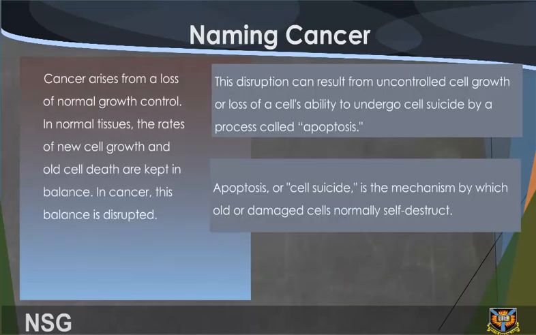Cancer arises from a loss of normal growth control. In normal tissues, the rate of new cell growth and old cell death are kept in balance. In cancer, this balance is disrupted. This disruption can result from uncontrolled cell growth or loss of a cell's ability to undergo cell suicide by a process called apoptosis. Apoptosis, or cell suicide, is the mechanism by which old or damaged cells normally self-destruct.